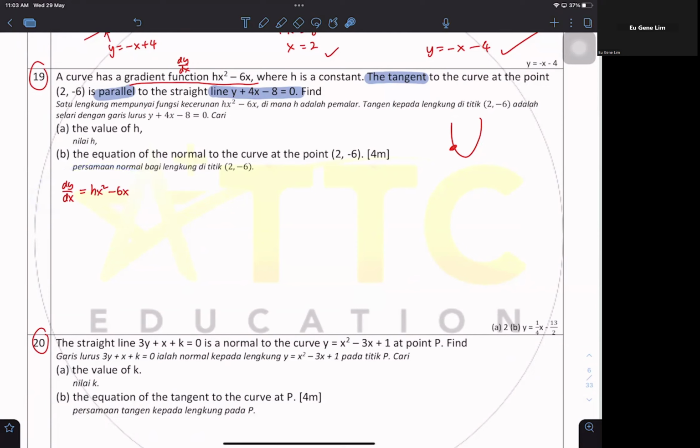Okay, continue. First you draw a curve. Then there's a point. This point is (2, -6), so I label it first. Then there's a line that goes through this point called the tangent. Always draw the tangent first. Then there is another line that is 90 degrees to the tangent, called the normal.